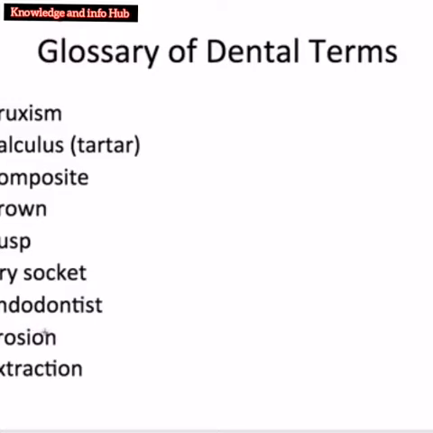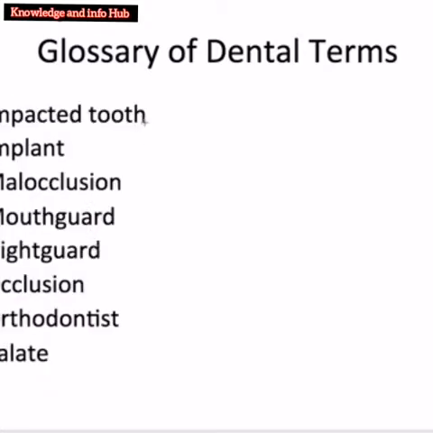Erosion is the process of losing or wearing of dental hard tissue by acids not caused by bacteria. An extraction is another name for the removal of all or part of a tooth. An impacted tooth is a tooth that's blocked from coming out through the gums by another tooth, bone, or soft tissue. An implant is a device that's put into the jawbone to replace a missing tooth and or hold a prosthesis such as a crown or bridge or even anchor a denture in place.